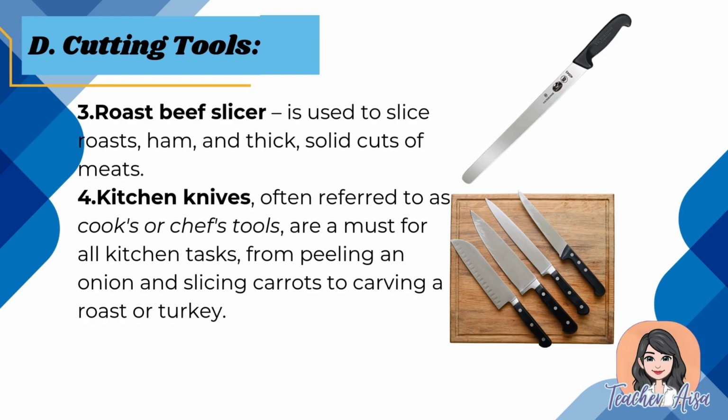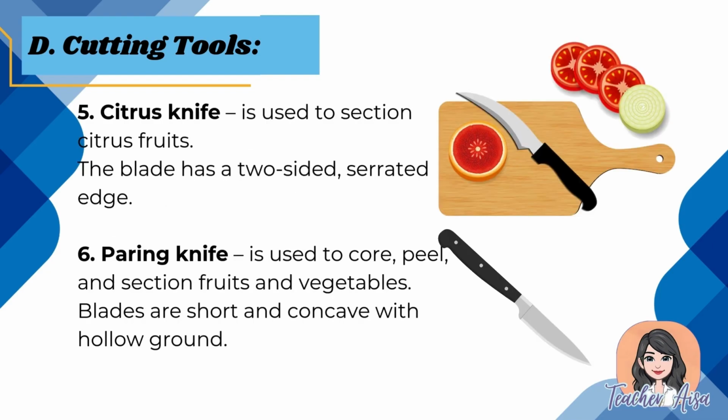3. Roast beef slicer is used to slice roasts, ham, and thick, solid cuts of meats. 4. Kitchen knives, often referred to as cook's or chef's tools, are a must for all kitchen tasks, from peeling an onion and slicing carrots to carving a roast or turkey. 5. Citrus knife is used to section citrus fruits. The blade has a two-sided, serrated edge.